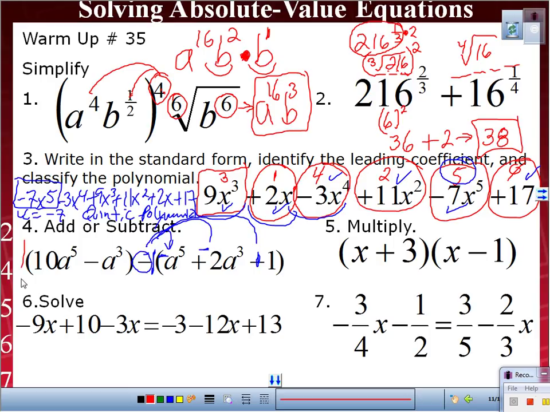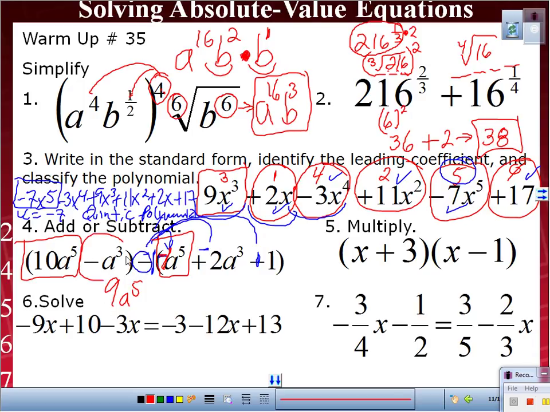So you box your first one, and you ask the question, are there any a to the fifths anywhere else? Yes, right here. This is a negative 1. So therefore, what is 10 minus 1? 9a to the fifth. We don't do anything to the exponent because we're not multiplying.